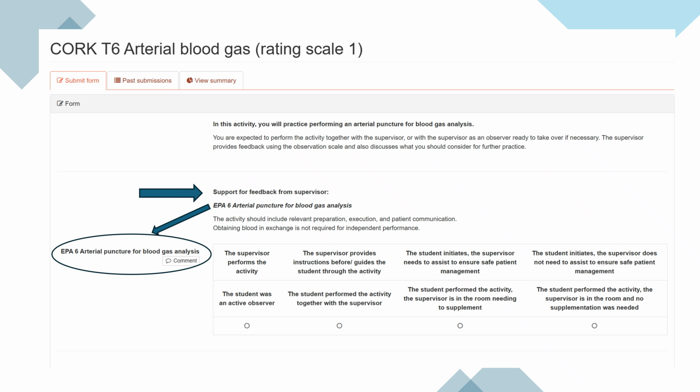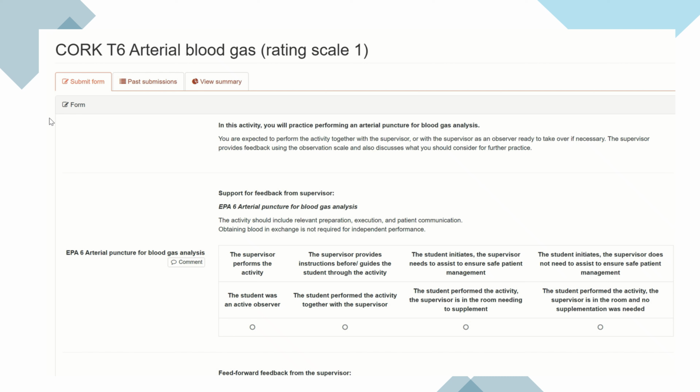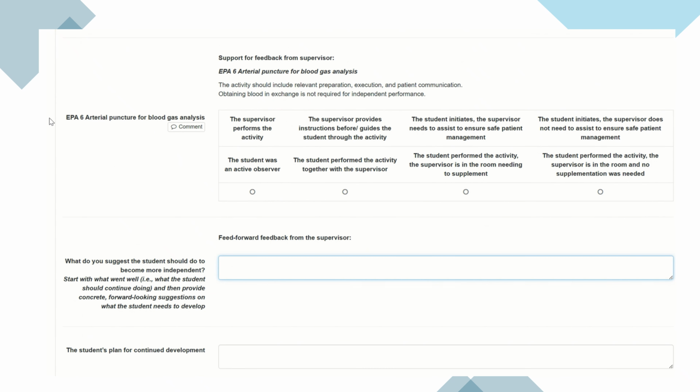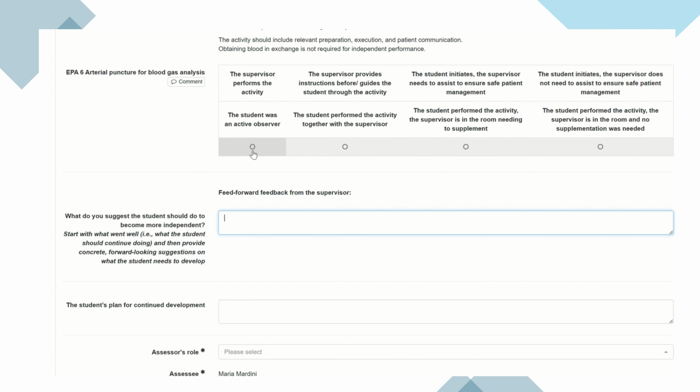Some EPA activities also include support for feedback. This section helps guide both student and supervisor and usually explains what the activity should include. The student selects the level on the observation scale that the supervisor thinks best describes their performance at that time. In this form, with rating scale 1, the full text of the observation scale is visible right away.